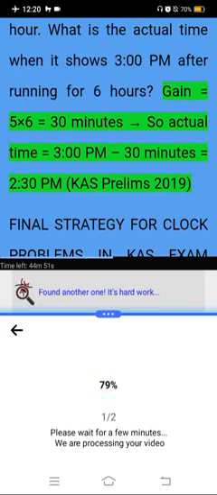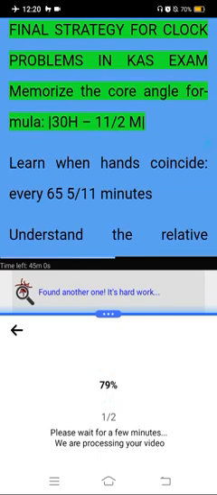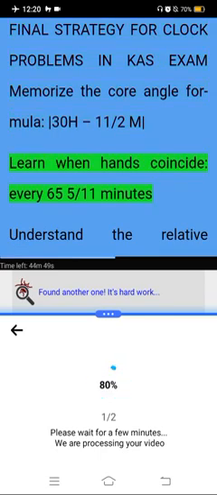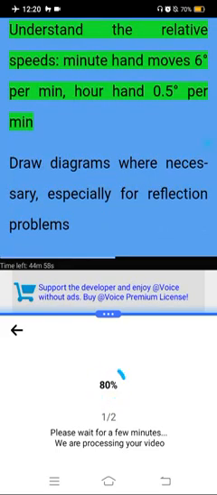CAS Prelims 2019. Final strategy for clock problems in CAS exam. Memorize the core angle formula: 30h minus 11 halves m. Learn when hands coincide: every 65 and 5/11 minutes. Understand the relative speeds. Minute hand moves 6 degrees per minute. Hour hand 0.5 degrees per minute.